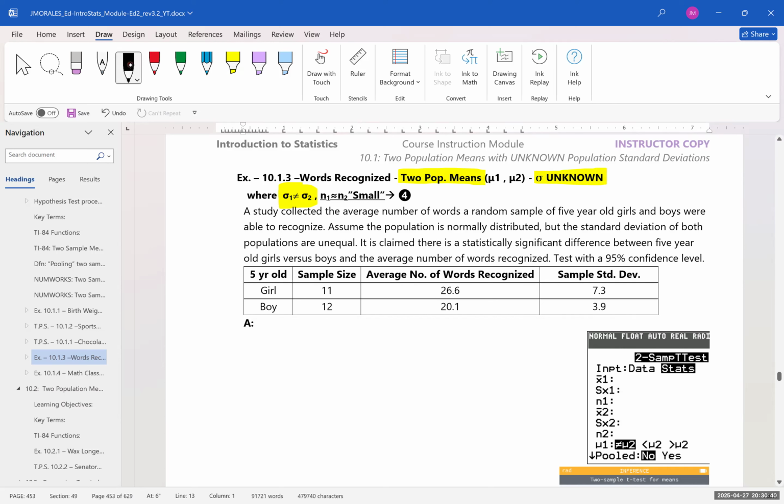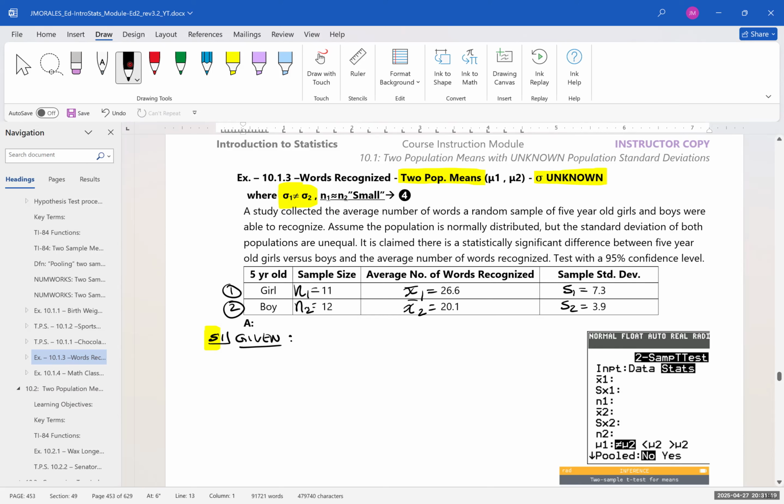We want to go to step one, just to look at our given information. So we're going to mark girls as number 1 and boys as number 2. So sample size, we're going to have sample size 1 and sample size 2. Average number of words recognized, that's going to be sample mean 1, sample mean 2. Sample standard deviation, so that's going to be S1 equals and S2 equals.